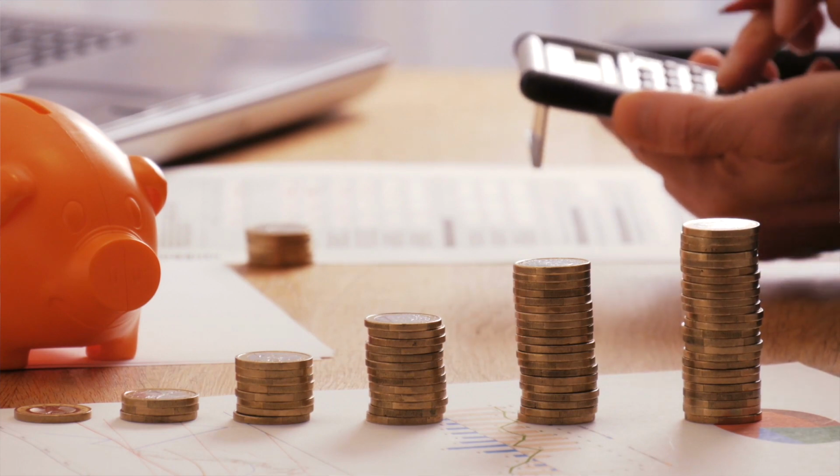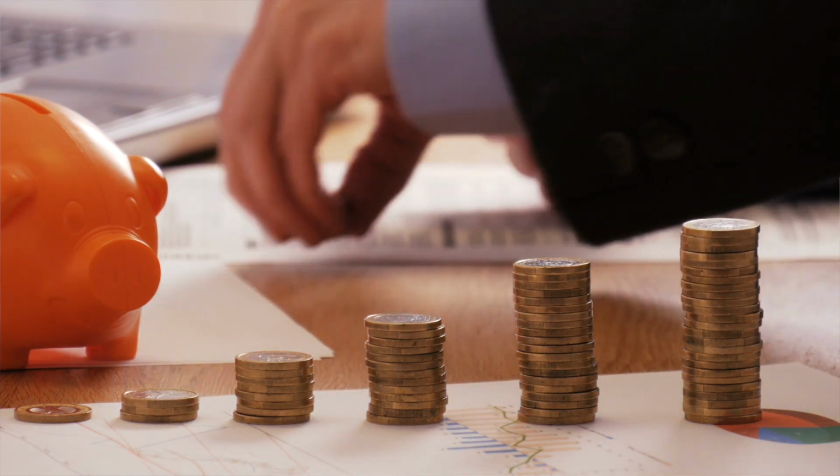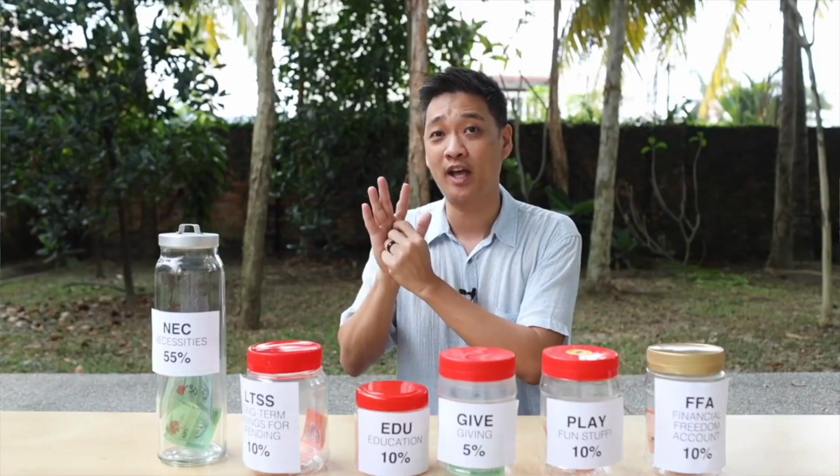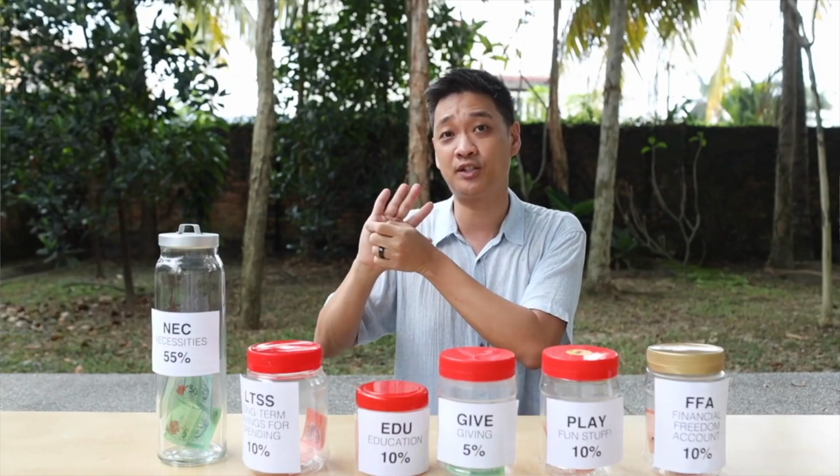It doesn't mean that we have to put aside a lot of money, but from every dollar we earn, we set aside a certain amount. I've done a video series on the 6 jars, and it addresses how we can set aside money for financial freedom. So here's a quick tip on how we can start to put aside money to invest. First of all, we need to know where our money is going.